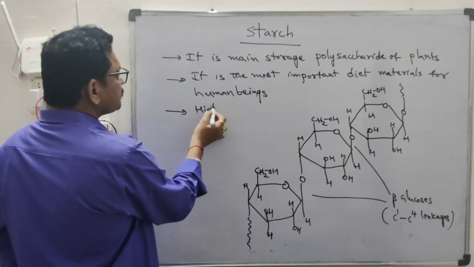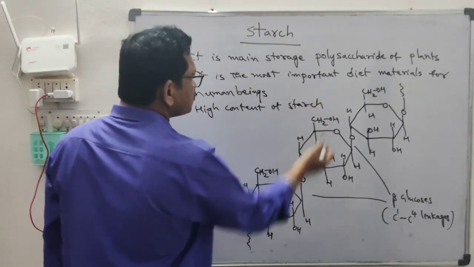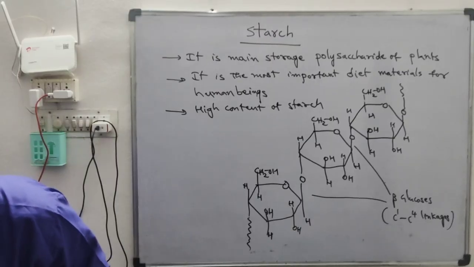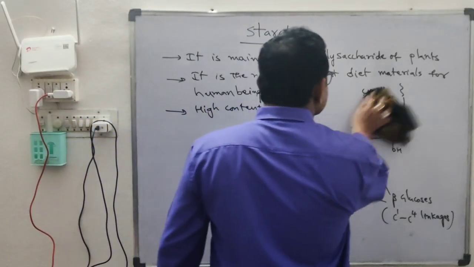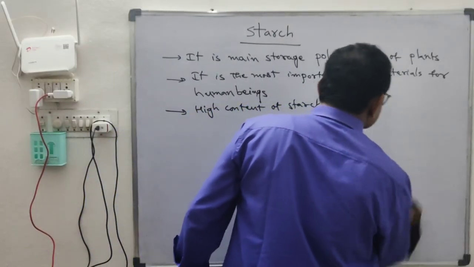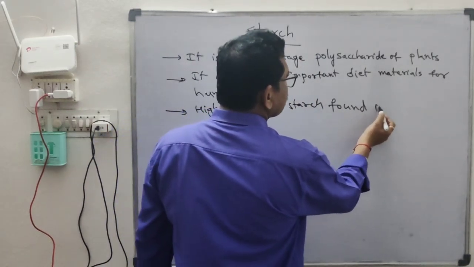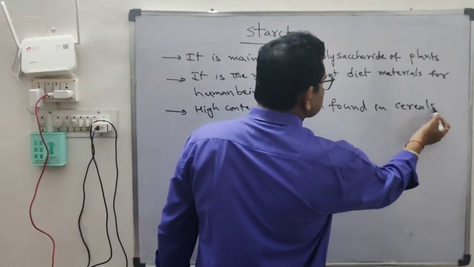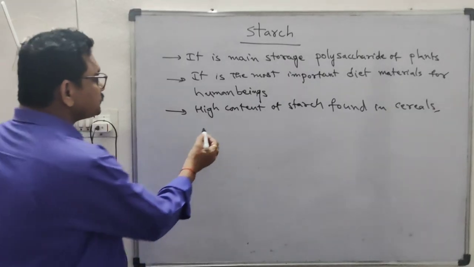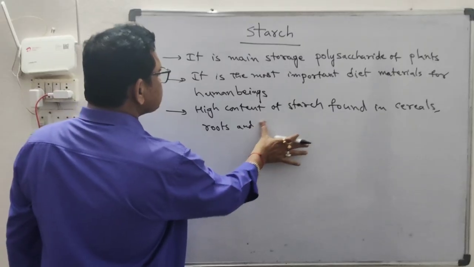Next one, high content of starch is found in cereals, roots and vegetables. Some vegetables.